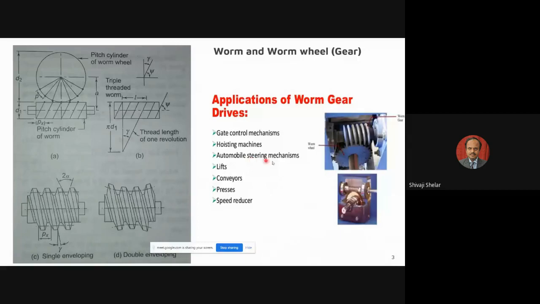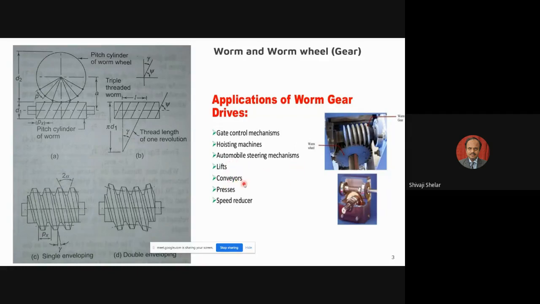This I already talked about, that is automobile steering. Some of the lifts have this structure: a drum on which the rope is wound. That drum is rotated with the help of your worm and worm gear drive, because your motor will be running at maybe 3000 rpm or 2800 rpm, but that much speed is not required for your lift. So the speed needs to be reduced. Where the wire ropes are wound on the drum, the lift can be lowered or unwound. So in the lift mechanism also, the gearbox used is normally worm and worm wheel.